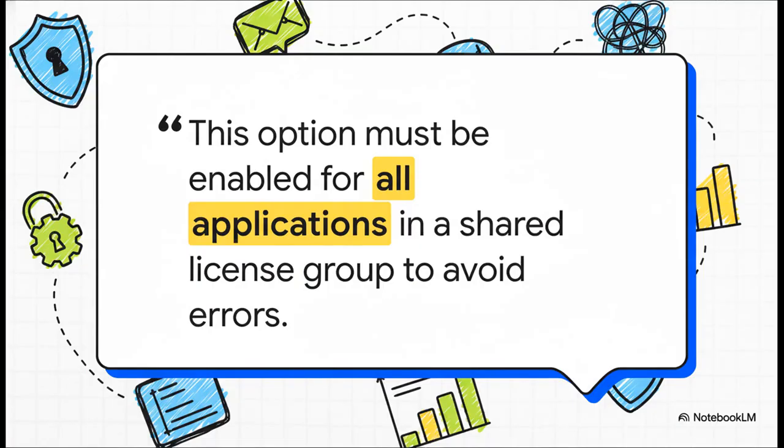Now, this is super important, so pay close attention. If you have a group of applications that all share the same license file, you have to be consistent. If even one of those apps uses RTE, you must enable the RTE-enabled setting for all of them. If you don't, the other apps won't be able to decrypt the shared license and they'll fail.